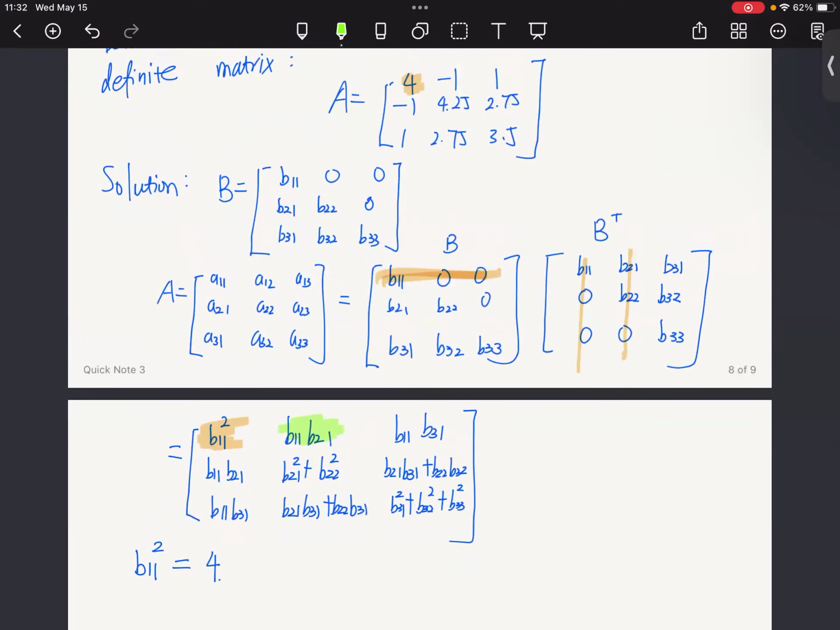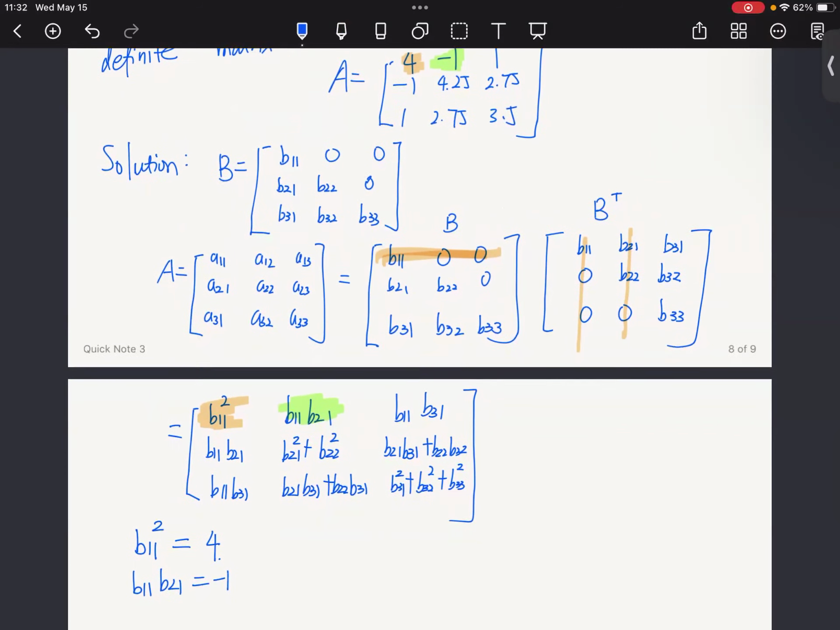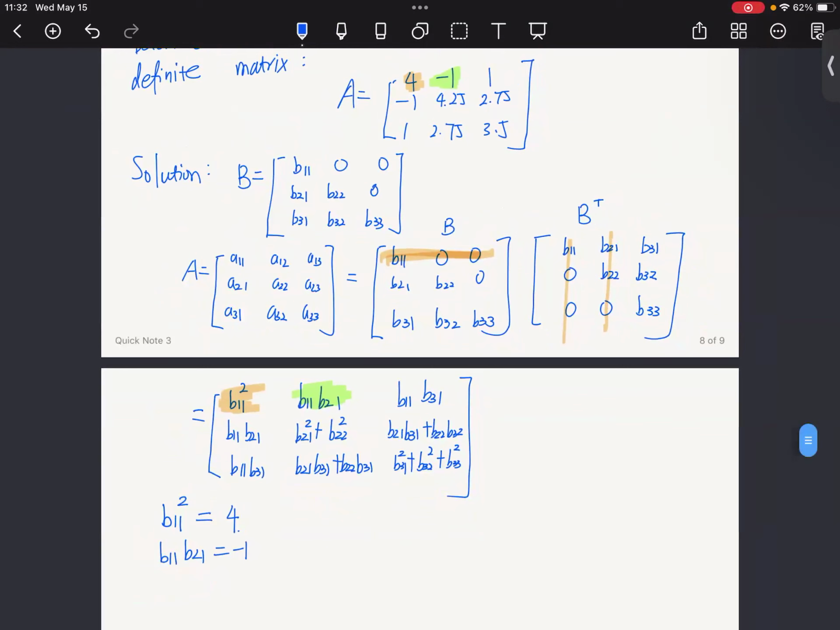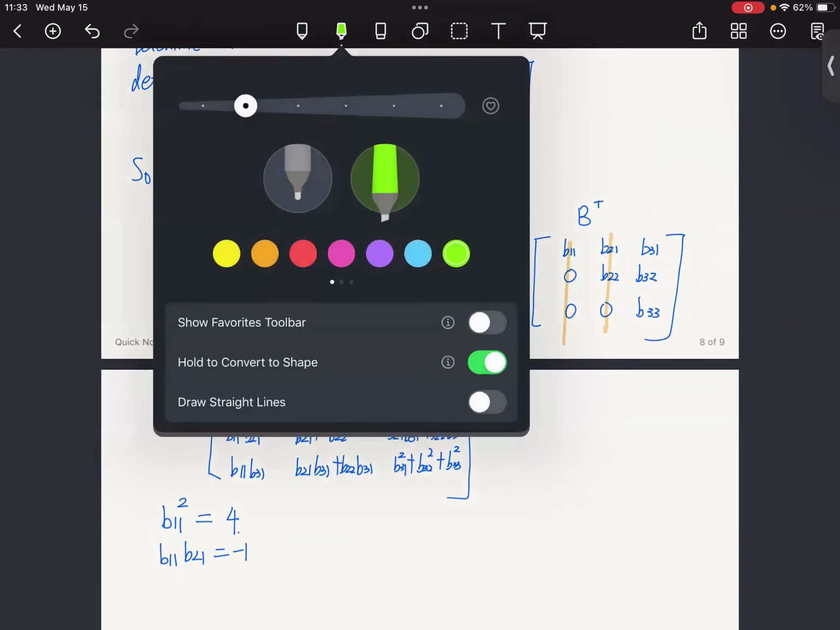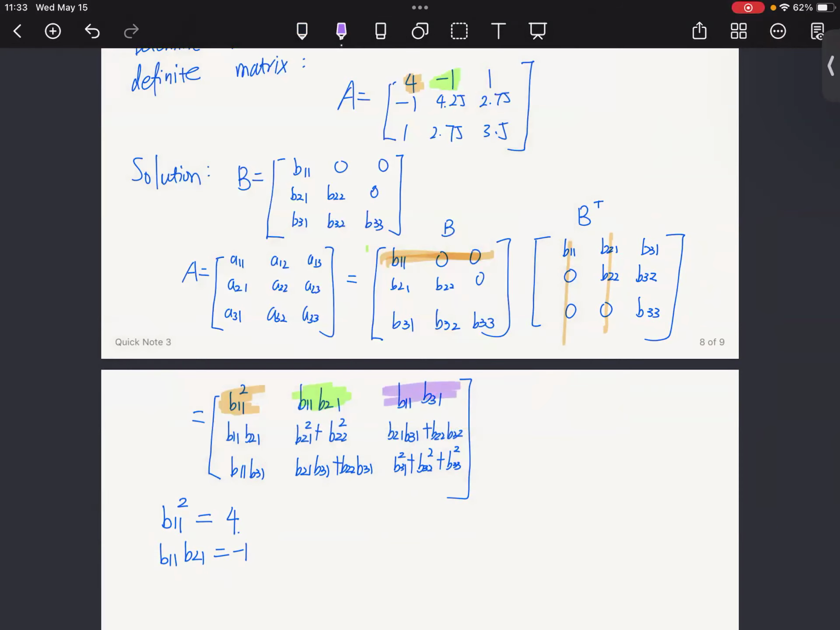So the second one, and then you will see this. What's this? This is the -1. And then we get B11, B21 equals -1. And let's see. We are going further, and then we have B11 and then B31. And we got B11, B31 equals 1.